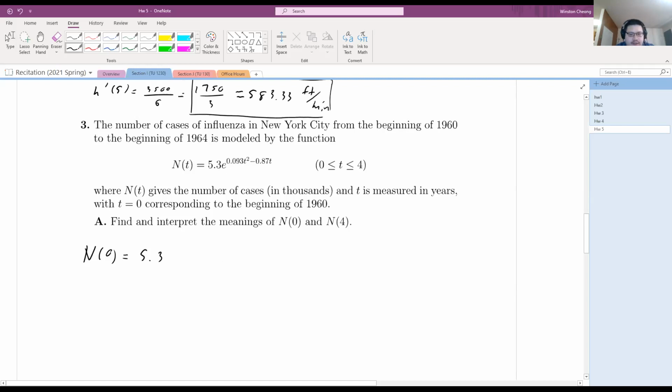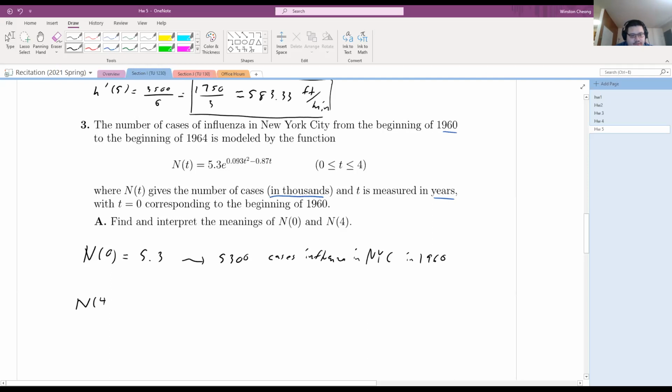So you get this. Reading the way the problem is phrased, you see that this is given in terms of thousands and years from 1960. So this is saying that you've got 5,300 cases of influenza in New York City in 1960. That's what this statement is saying.